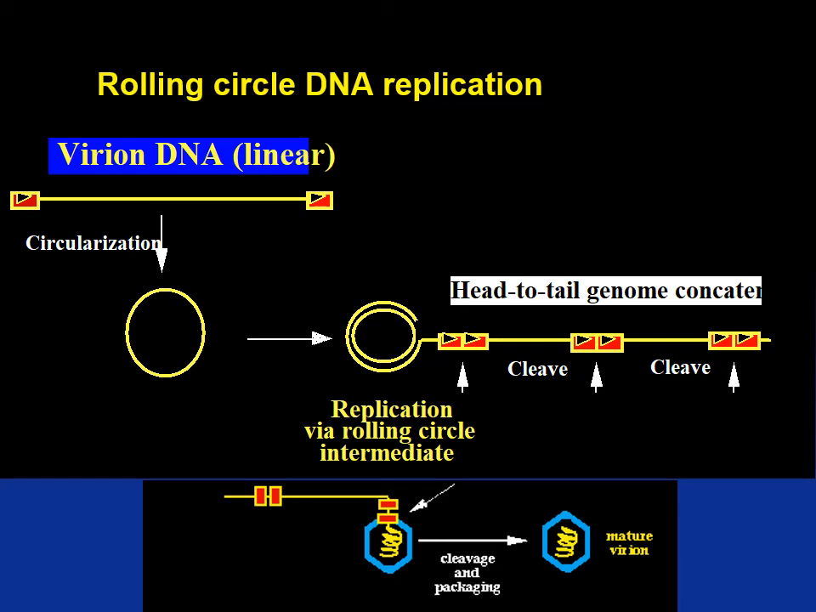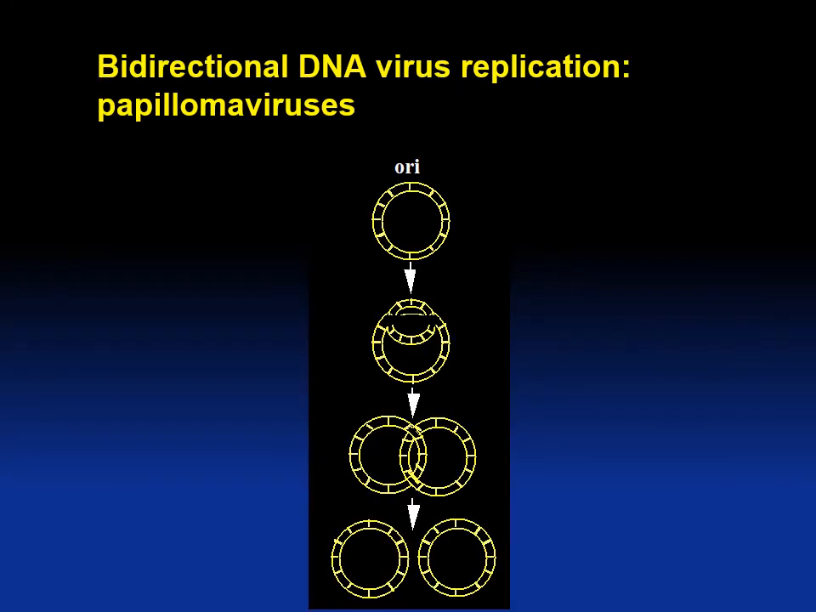So they are all connected. And then certain, specific enzymes cleave or cut in certain regions, making a unit length molecule. This unit length molecule is going to be taken and packaged into a capsid, and then the mature virion will appear. As I said, in the case of bidirectional DNA replication, as in the case of papilloma, they are circular nucleic acid and they have the origin of replication.